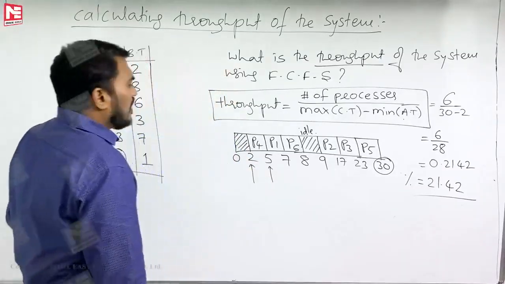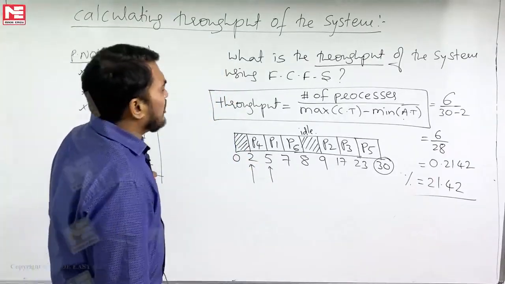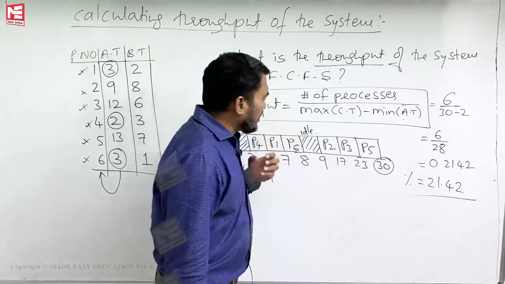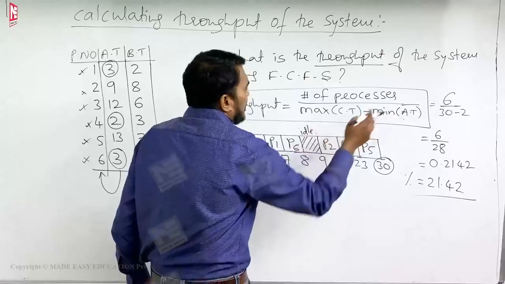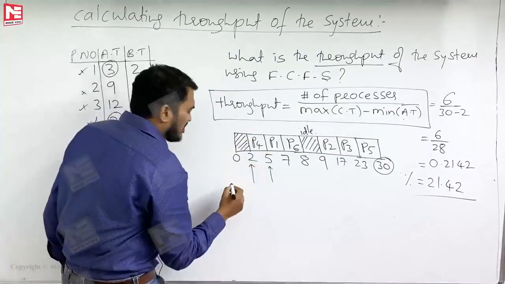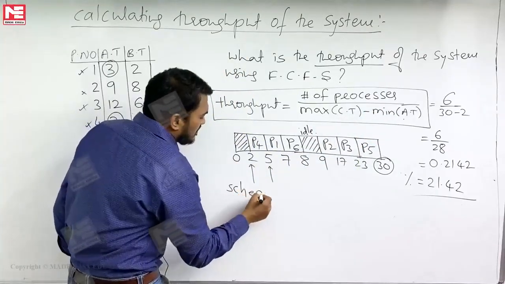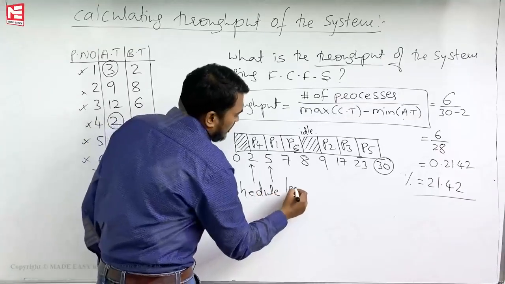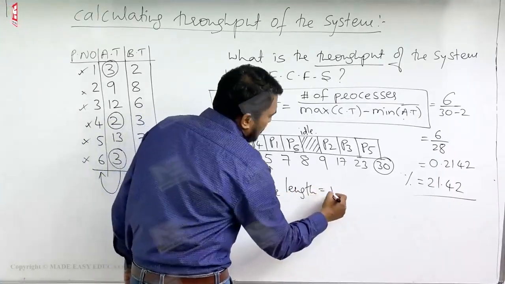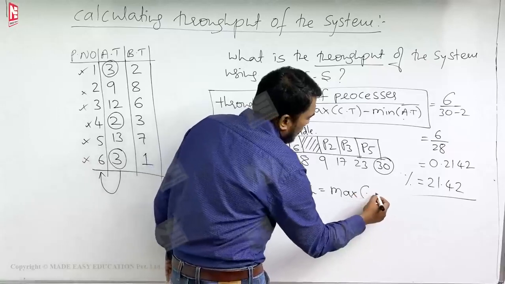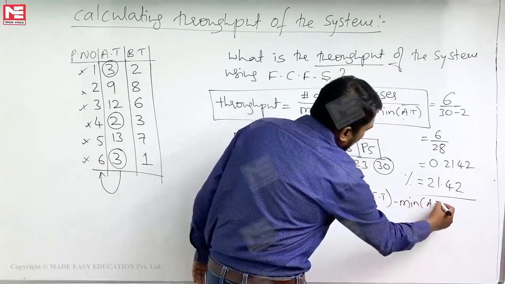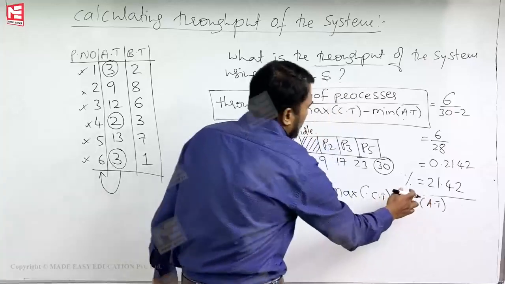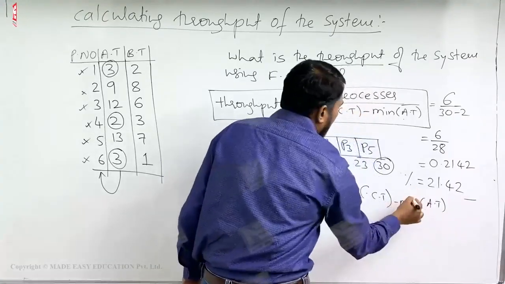And next, what doubt do you have? Sir, why are we using this formula? You will have that doubt. Now remember, max of completion time minus minimum of arrival time, what does that mean? Remember, that is called the schedule length. Schedule length is max of completion time minus minimum of arrival time. So that is called the schedule length.